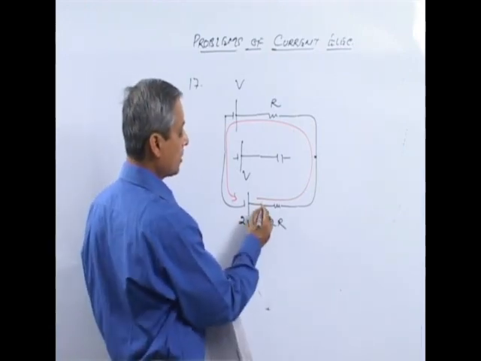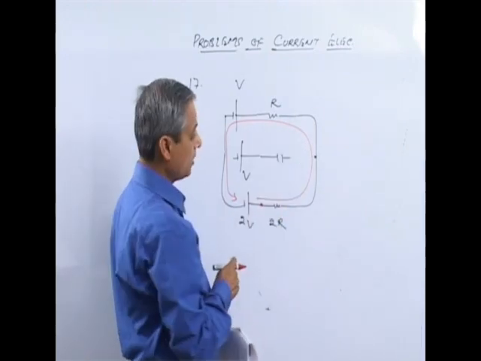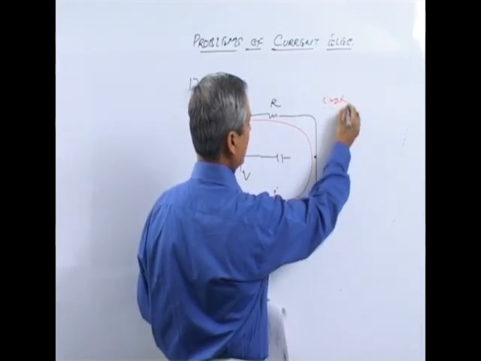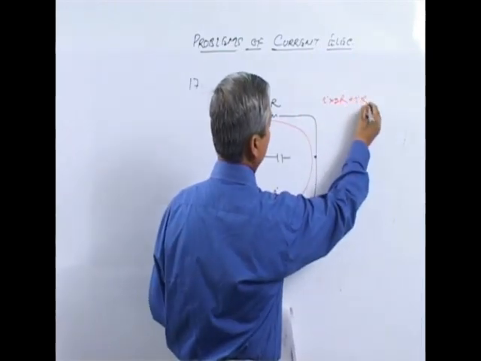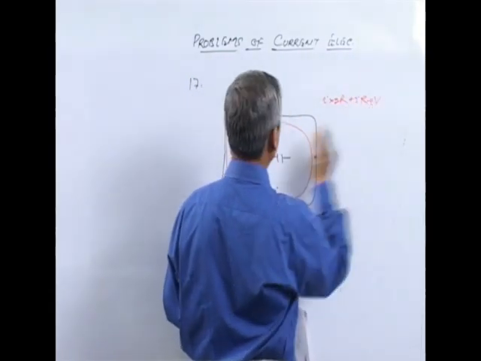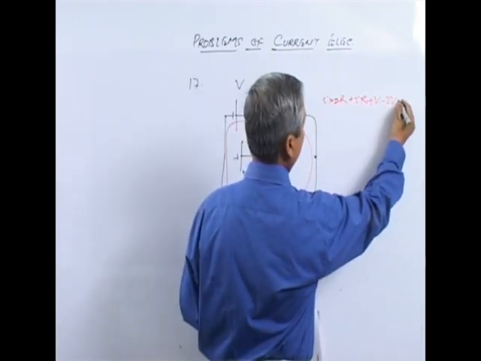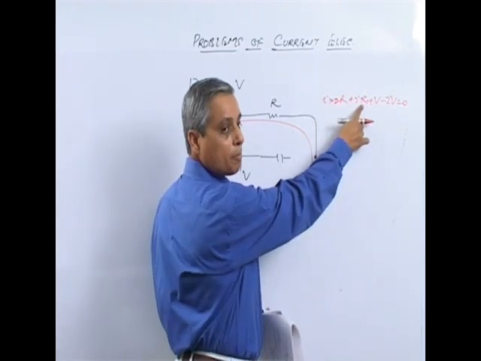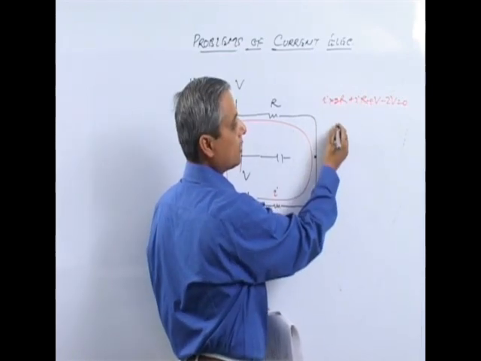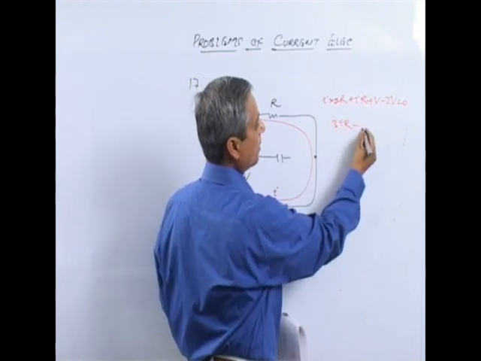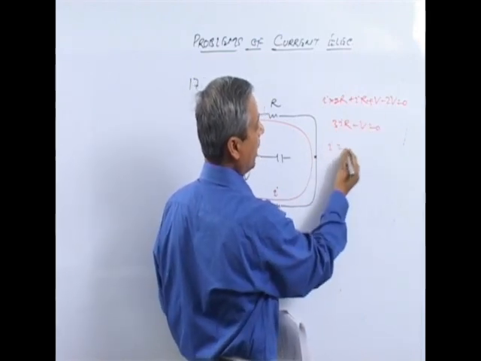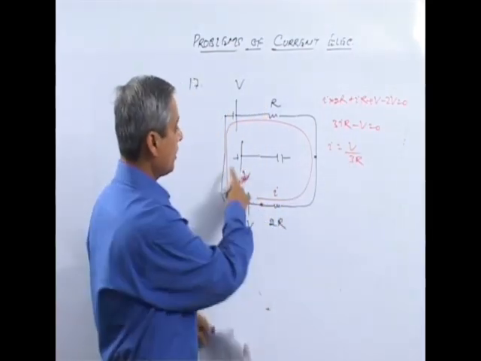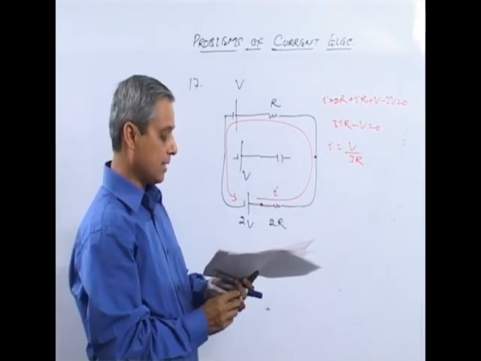So apply Kirchhoff's law, write down the equation. Suppose the current is I: I into 2R plus I into R plus V minus 2V is 0. We'll make it 2IR plus IR, that is 3IR. 3IR minus V is 0. So I is equal to V by 3R. The current flowing through this loop is V by 3R.